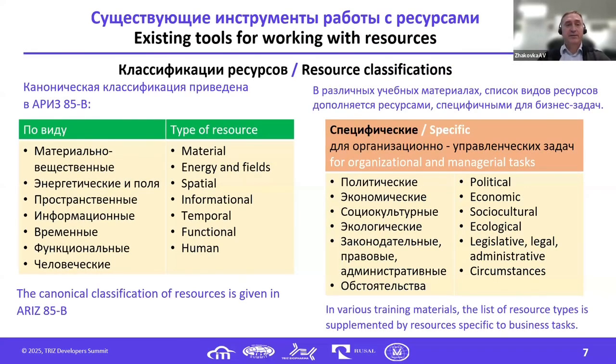And what are the tools in place to work with resources? Well, we have conventional, traditional classification: material, energy and field, spatial, informational, functional, human and temporal. And a lot of training materials provide special resources adapted for managerial and organizational tasks. These include economic, political, social, cultural, ecological, legislative, legal, administrative, and circumstantial.